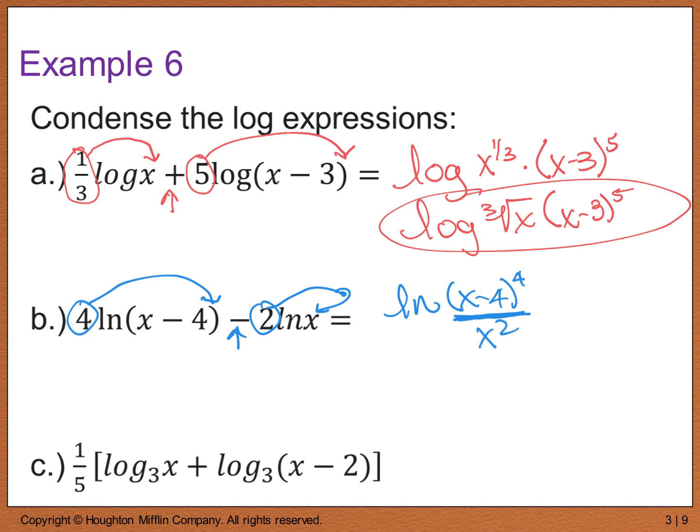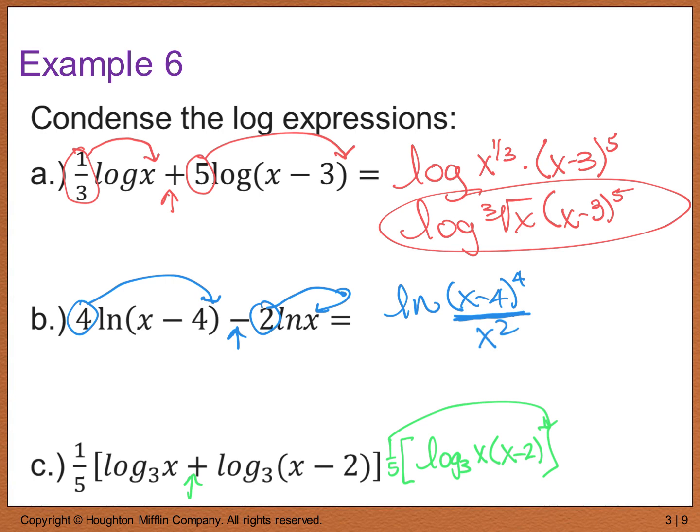After looking through that, I don't see anything else that I can simplify. So then I'm going to go on to my final part for this example. For part C, I'm going to work inside of the parentheses first, and then I'll apply that exponent. So working inside of the parentheses, I have a plus sign here that tells me that we're multiplying. So I really have log base 3 of x times x minus 2. And then I still have that 1/5 out up front.